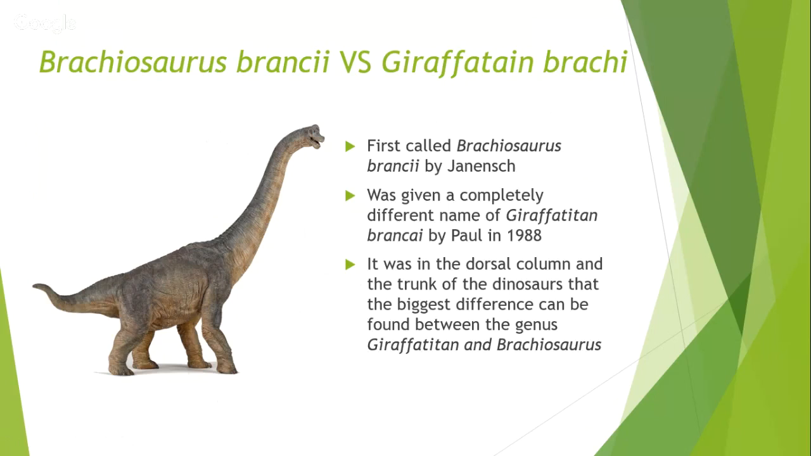When Paul did his own comparison, he found many of the bone structures were analogous between Brachiosaurus brancai and Brachiosaurus altithorax. However, there was enough distinction within the dorsal column and the trunk of the dinosaur that we were able to create a difference in genus, Giraffatitan and Brachiosaurus.